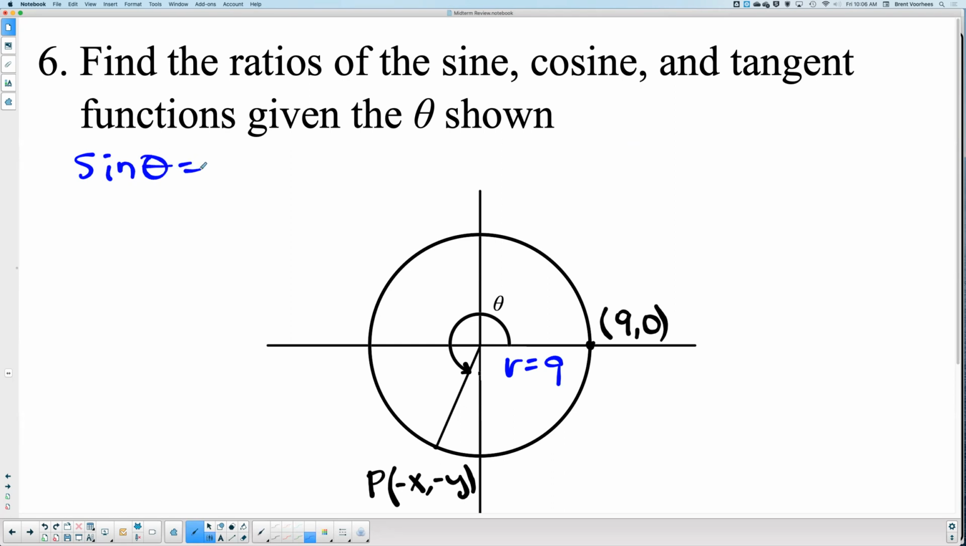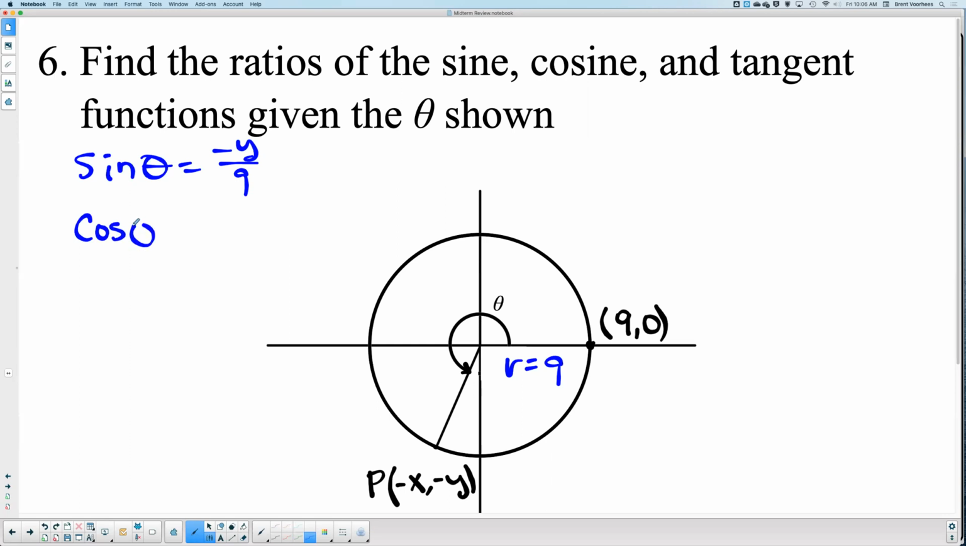What can you tell me about the Y here? Y is negative. Do we know anything else? No. So sine is negative y divided by 9. Radius is always positive, by the way. That's 9. You can't do anything else with it. Nothing else in this problem.